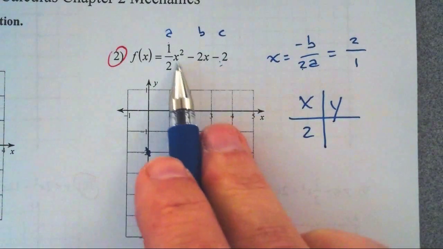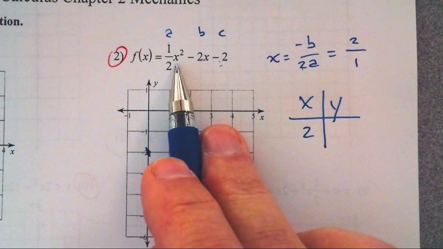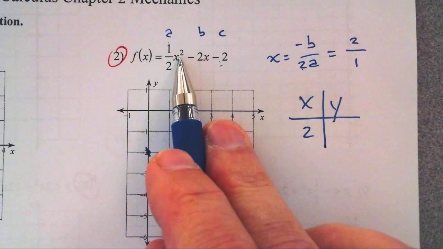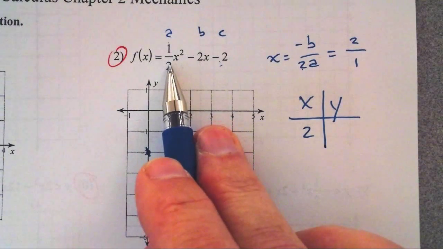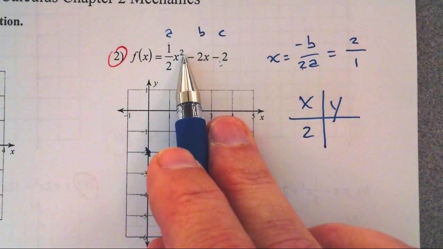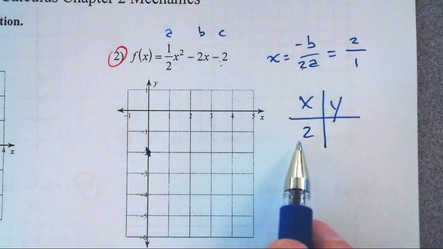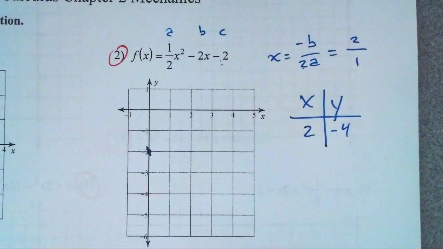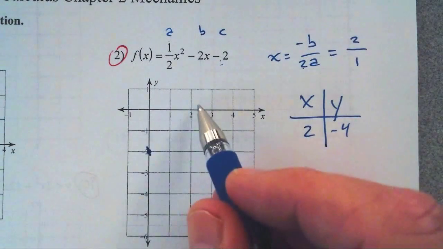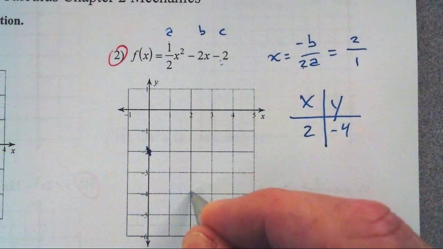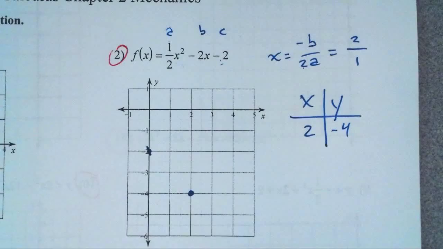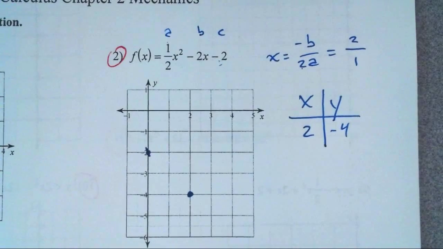But then I want to put 2 in here, and we'll just do a quick calculation in our head. 2 squared, 4, times 1/2, 2. 2 minus this 2 is 0, so just -2 times 2, -4. Is that all right? So 2, -4 is not just any old point, that's the vertex of this graph.